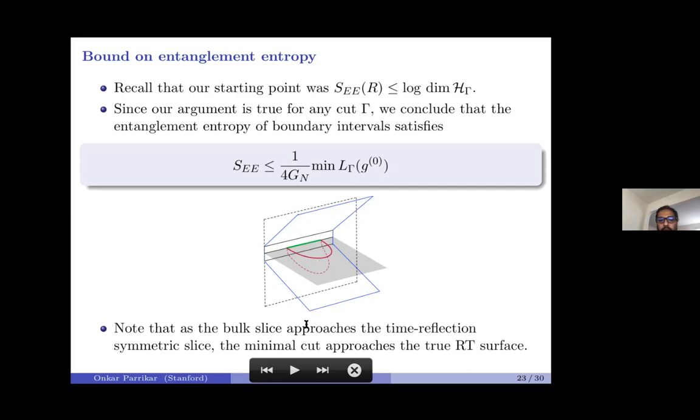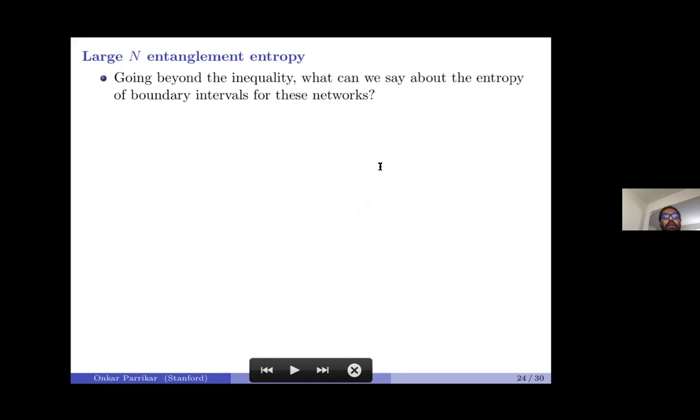Now this was an argument for a folded slice like this. The minimal curve there would look like this dotted red line. As the folded slice approaches the time reflection symmetric slice, this minimal length cut approaches what we would call the true Ryu-Takayanagi surface, the true minimal surface from the bulk perspective. That happens in the limit that we send WC to 1, or this folded Euclidean path integral approaches the bulk time reflection symmetric slice. So that is the argument for why the entanglement entropy satisfies an upper bound, which is reminiscent of the Ryu-Takayanagi formula.